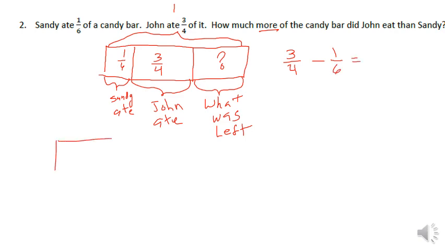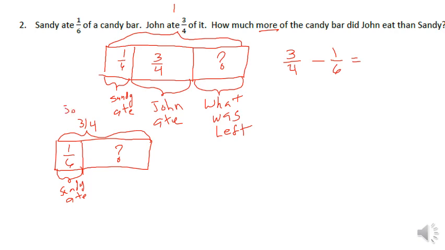Because if you looked at a drawing here, this here was 3/4. This here is 1/6, which Sandy ate. This part right here, because the 3/4 is what John ate, this remaining part right here would be, well, actually, how much more John ate.